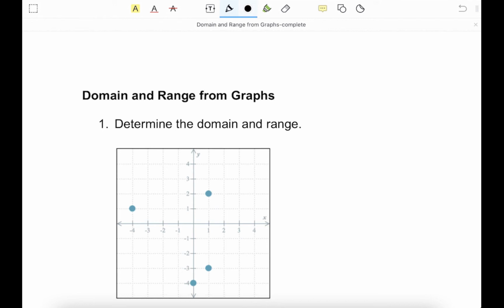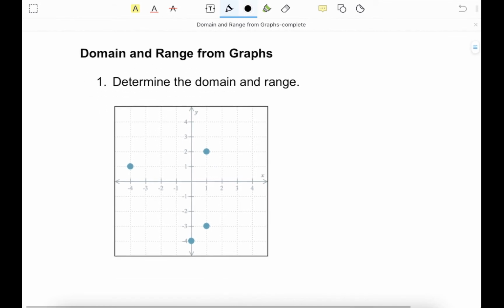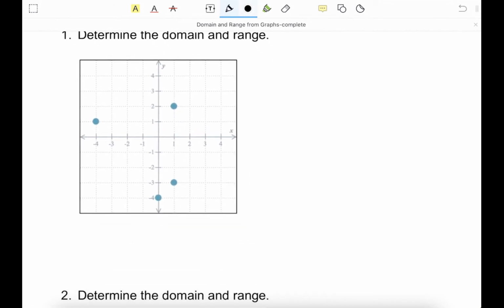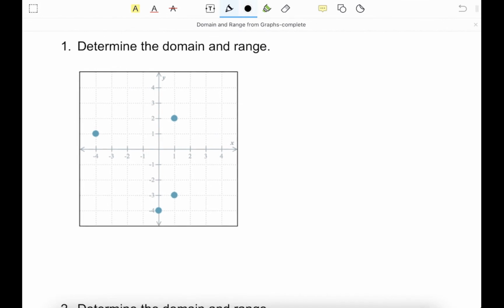This video will help you determine the domain and range by just looking at the graphs themselves. So this first example is a discrete example, and usually what I like to do is actually write out the points. So this first point here is (-4, 1). This one here is (1, 2). This one here is (1, -3). This one here is (0, -4).